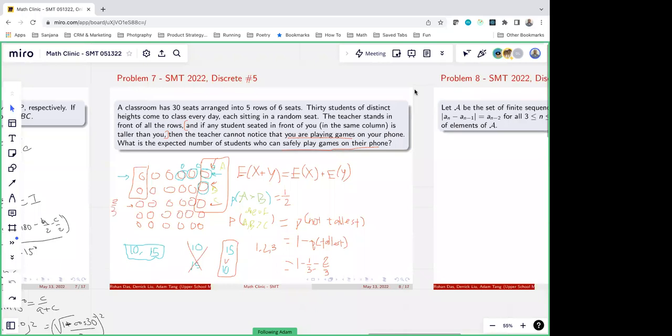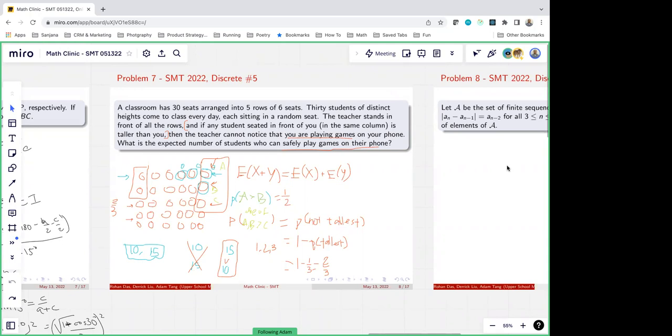And then we can similarly do the fourth row. Since there are 4 people in your column, including you, there is a 1/4 chance that you're the tallest of the people in front of you, including you, and therefore a 3/4 chance that you're not the tallest in your column in front of you.